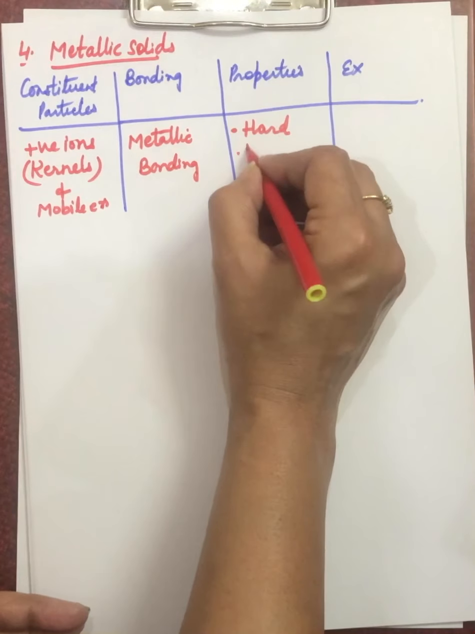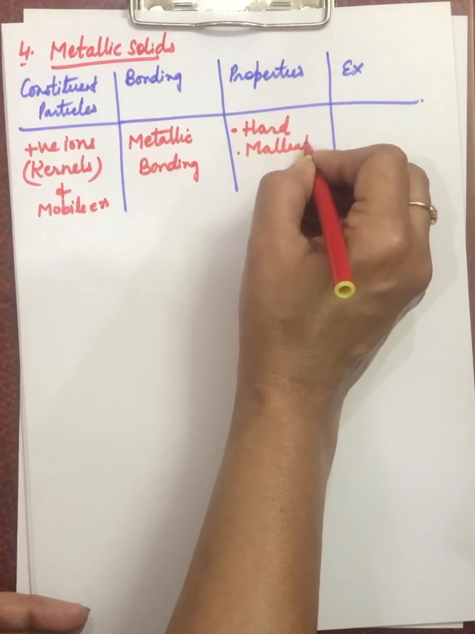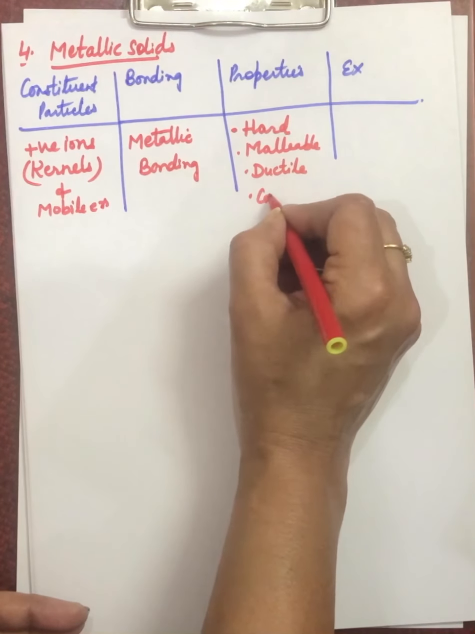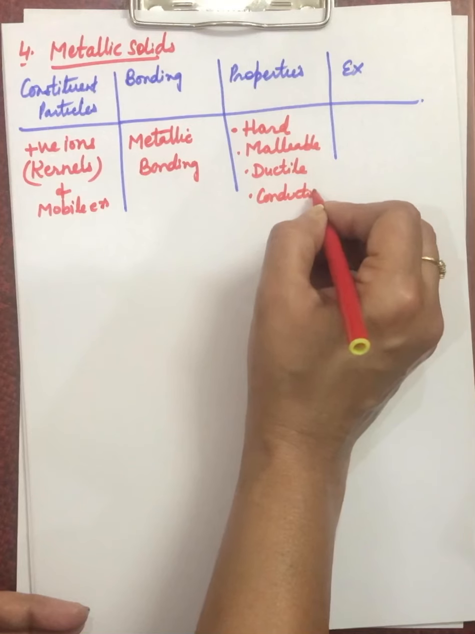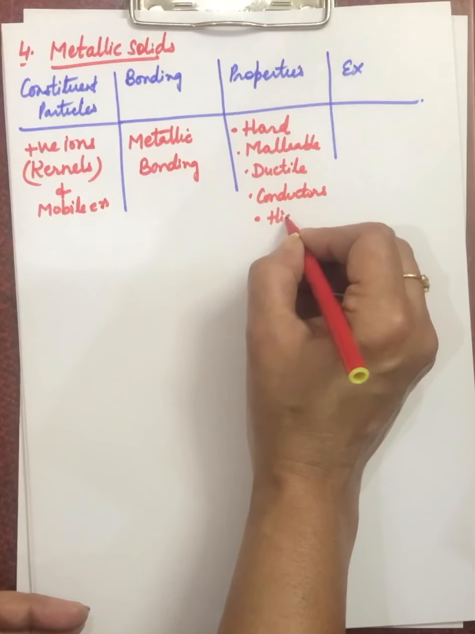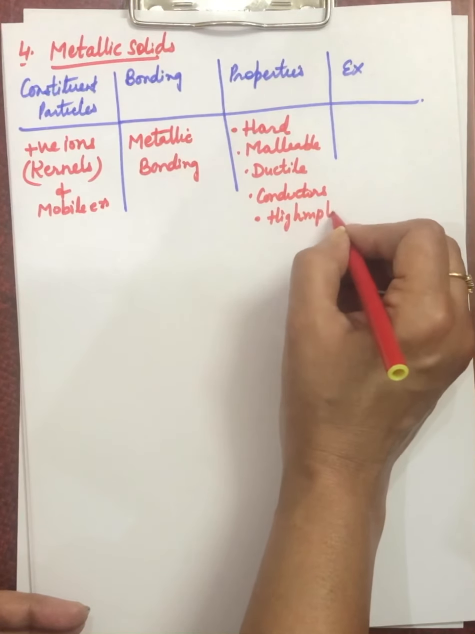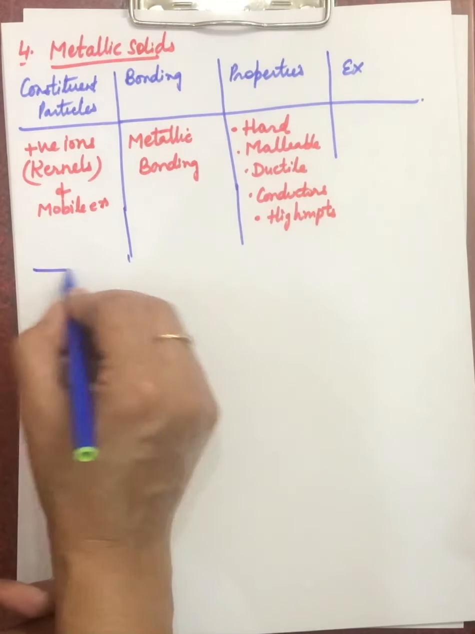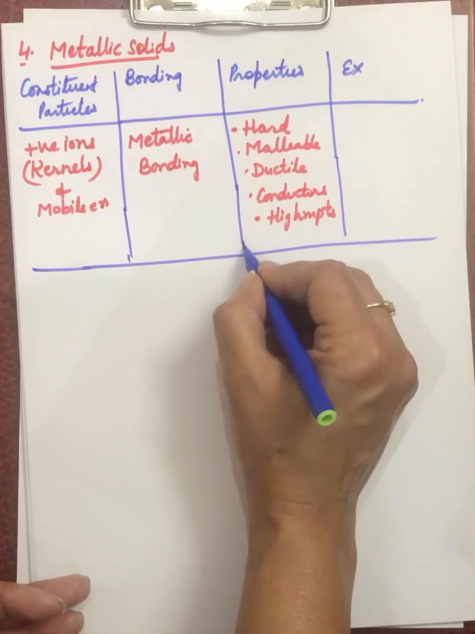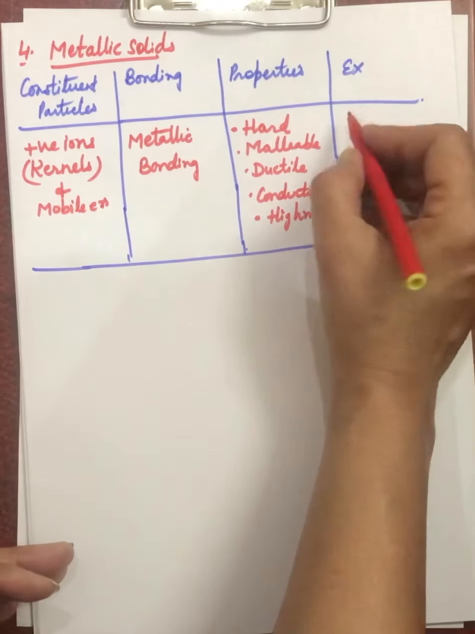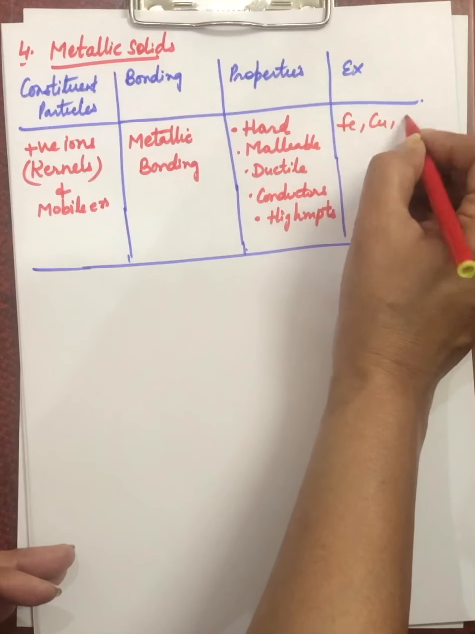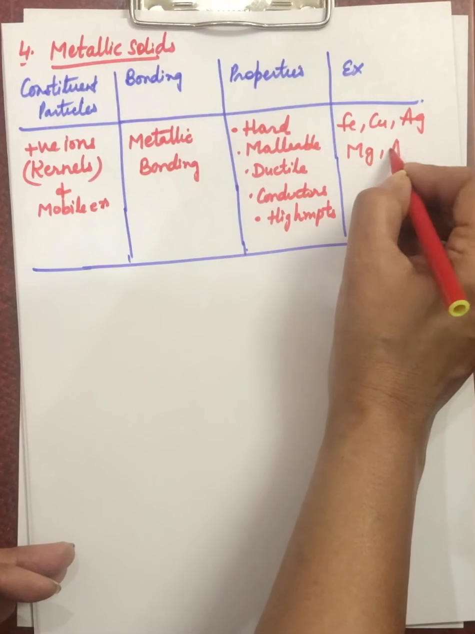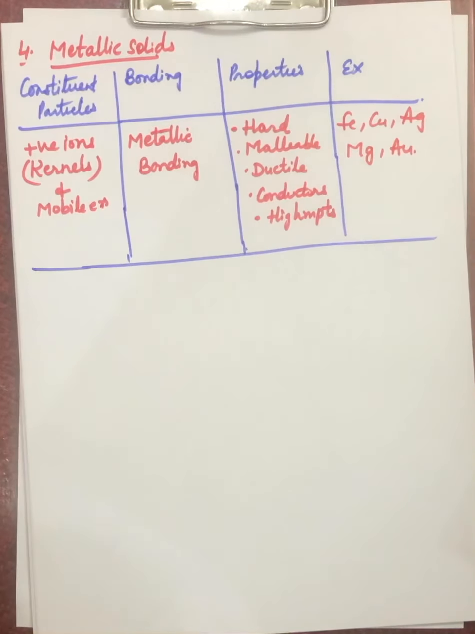Now properties are the properties of metals here. They are hard, they are malleable, they show ductility, so they are ductile. Metals are conductors of electricity because there are electrons, and they have high melting points. These are the properties of metallic solids. Examples of metallic solids: metals we will take here, and alloys also we can take. Iron, copper, silver, magnesium, gold, all these are examples of metallic solids.